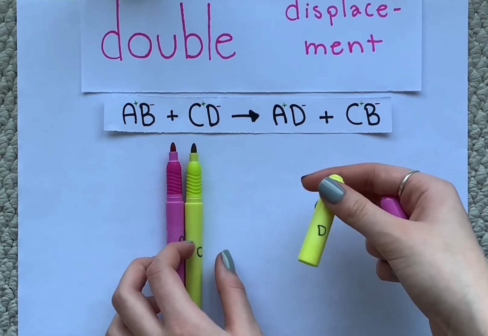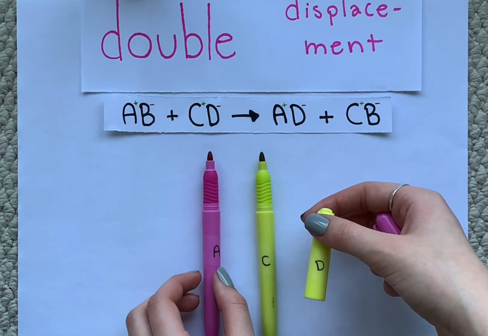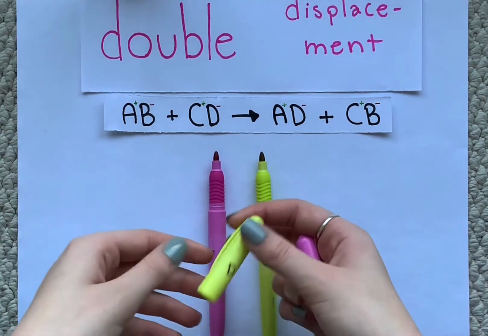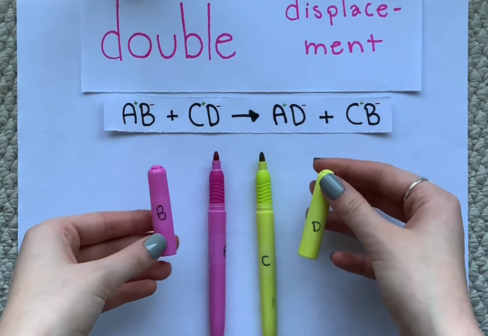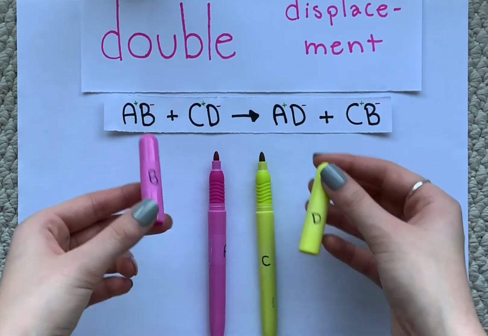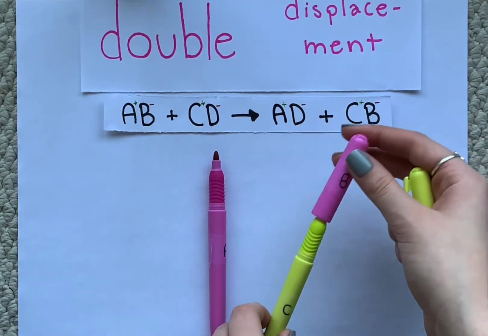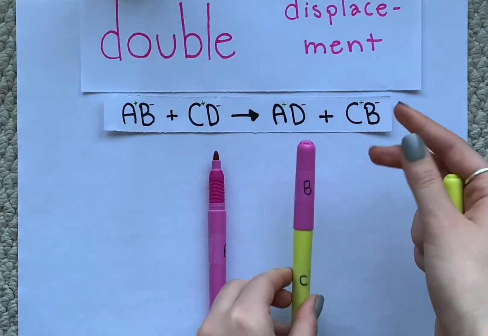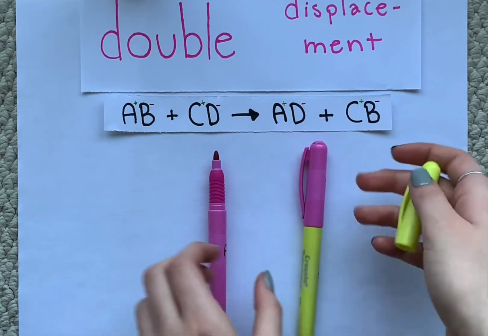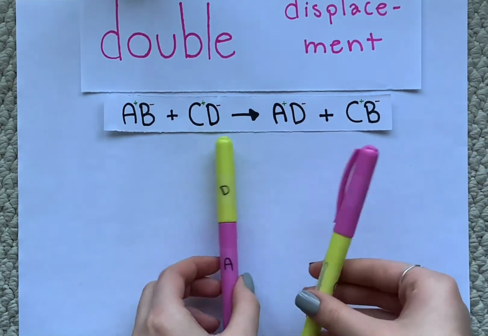So instead, you're going to stick to our rule, and we're going to pick either cations or anions to swap. It doesn't matter which ones we swap. For the sake of this video, I'm going to pick our anions, and we're just going to swap them around. Make a new compound. Now we have AD, we have CB.